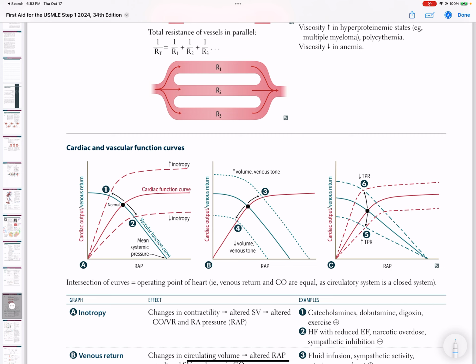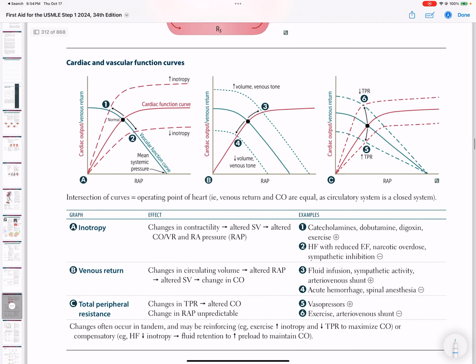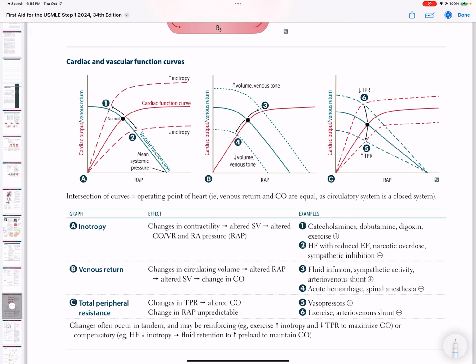So when there is increased inotropy, and actually I will explain this in the next video.